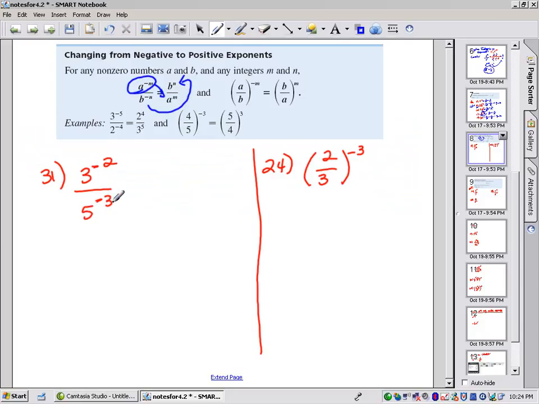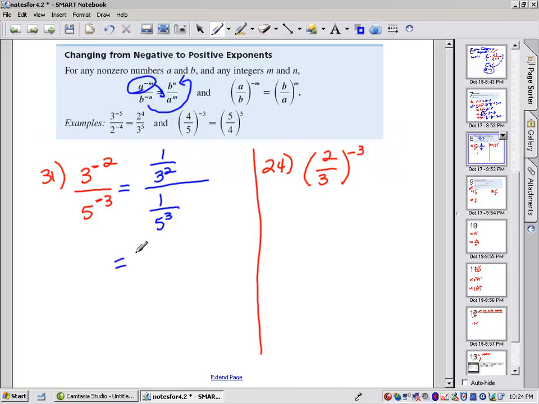So let's look at this example. I'm going to show you the long way, but then I'm going to show you the shortcut so you don't really have to do this long way at all. If I have 3 to the negative 2 over 5 to the negative 3, the long way would suggest that I have to get rid of the negative exponents by using the rule. So 3 to the negative 2 is 1 over 3 squared. Then 5 to the negative 3 in the denominator is 1 over 5 to the third.